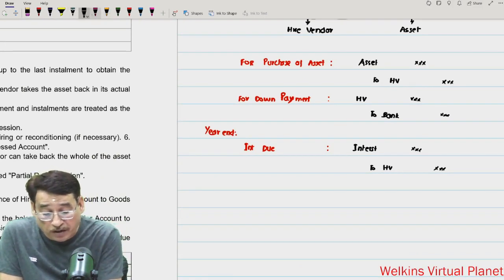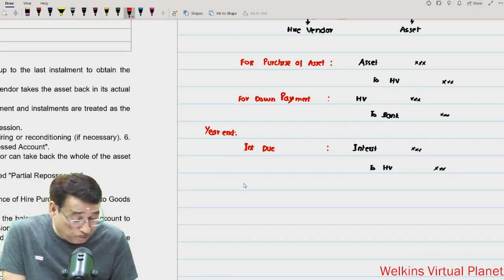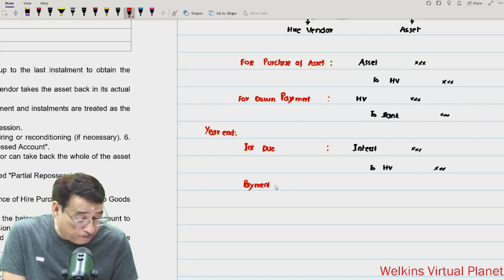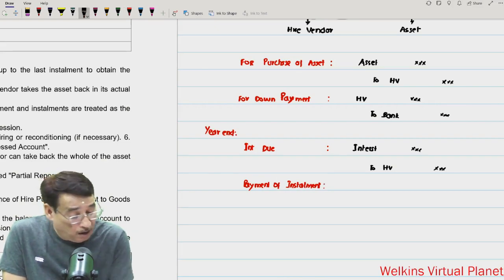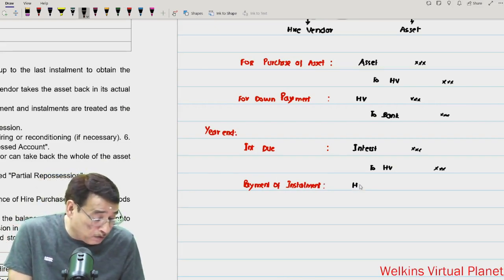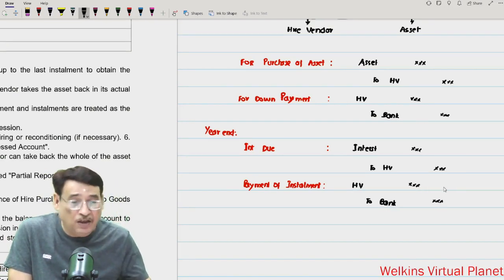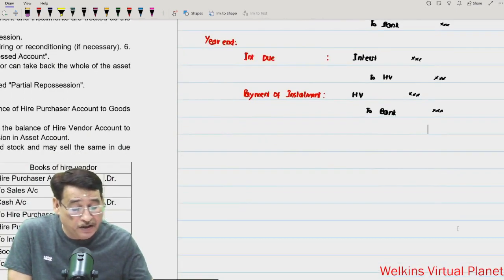Then we are going to make the payment, that is payment of installment. At the end of the year, we will pay the installment. When we pay the amount, the entry will be hire vendor account debit to bank account. And these two entries will get repeated, correct, at each year end.